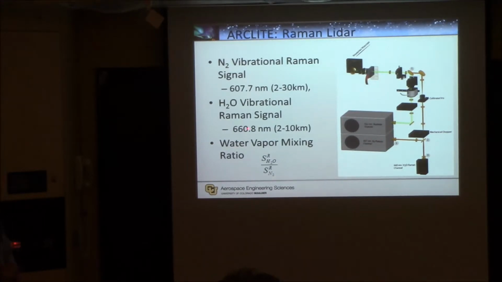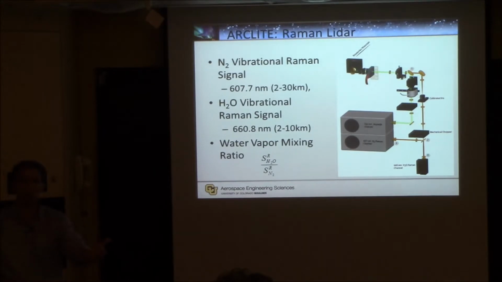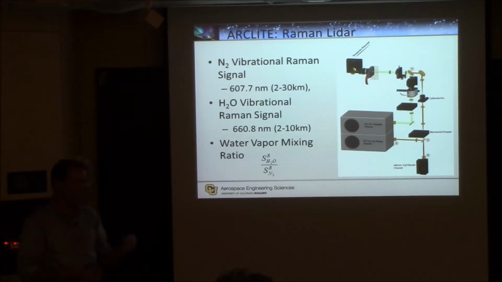Then the other thing we do is we look for the vibrational Raman signals in the water vapor that's existing in the atmosphere. That's at 660.8 nanometers. We pick off that one, and we have it here. And the ratio of those two signals allows us to estimate what the water vapor distribution is in the atmosphere. A very important property of the atmosphere that's needed, because for the cloud studies, it's easier to see clouds. It's not easy to see the vapor that produced those clouds.